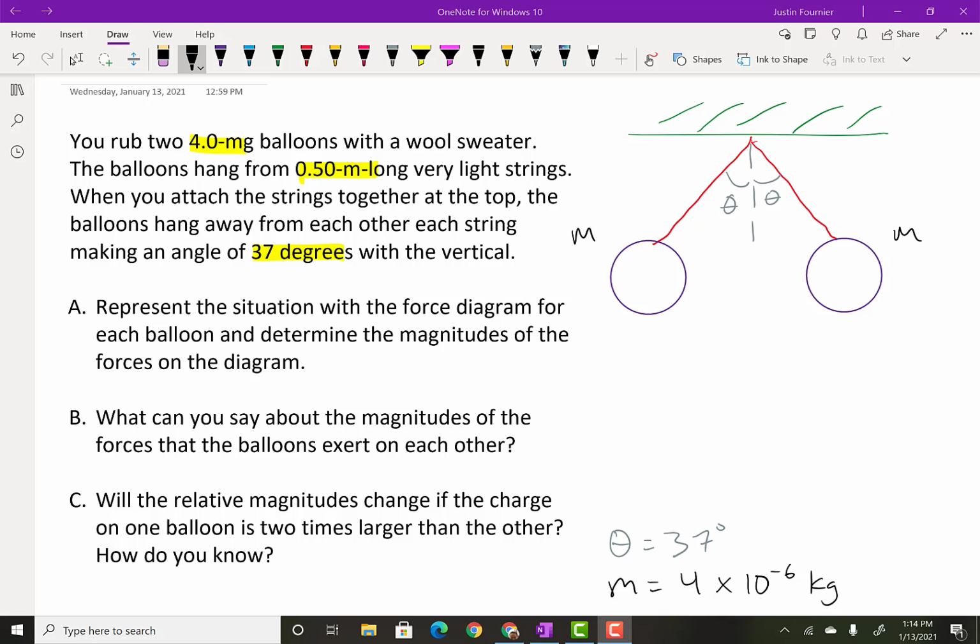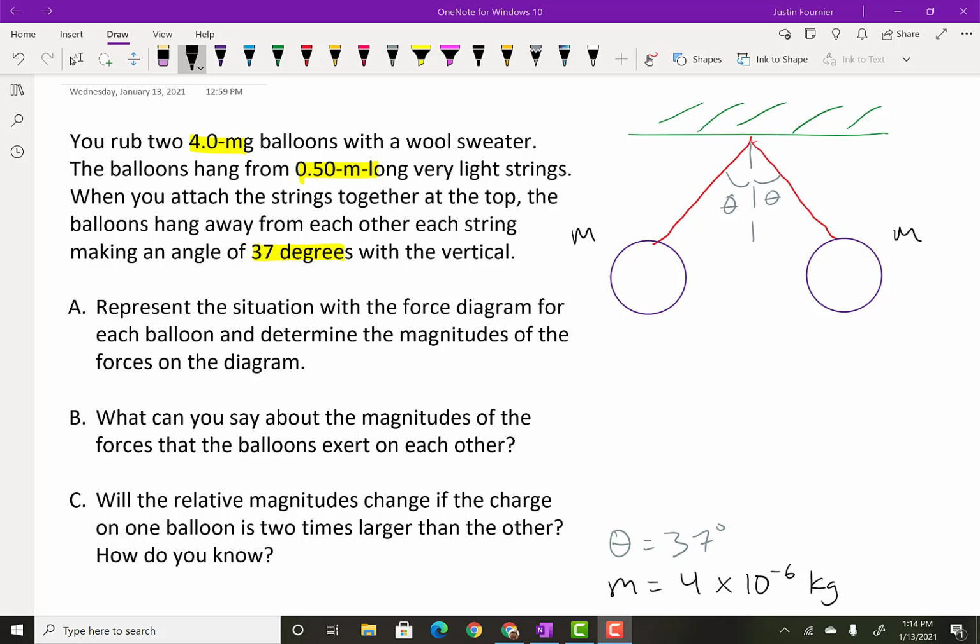Everybody. So I'm making this video on this problem on one of your homework sets. It says you rub two 4-milligram balloons with a wool sweater. The balloons hang from 0.5 meter long very light strings. So the strings are massless. We don't have to worry about them.